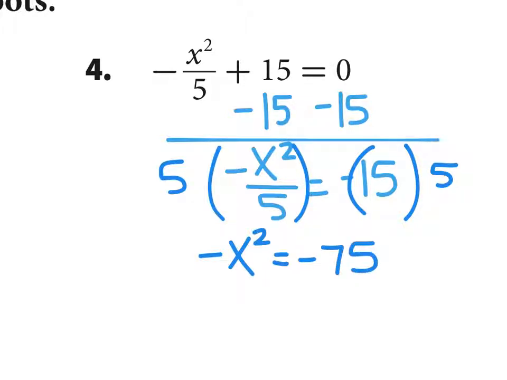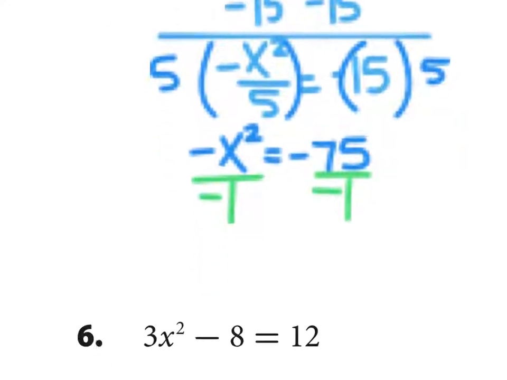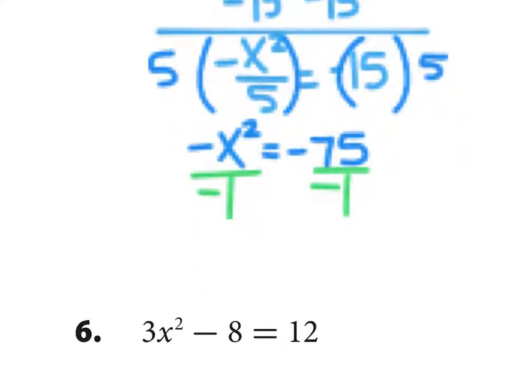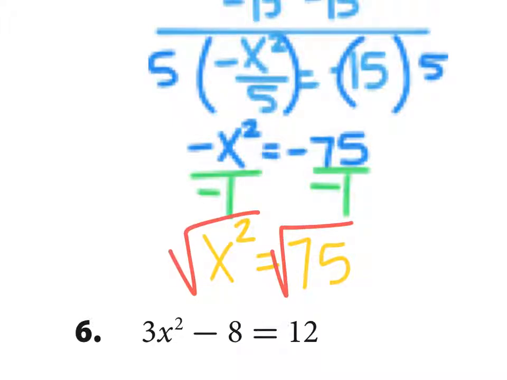Okay. Then what do I do to get x squared by itself? Not yet, because it's not x squared, it's negative x squared. So mathematically, I divide by negative 1. So that gives me x squared equals 75. So then I need to square root that. That's my next step, which you were saying a second ago. So I square root both sides.